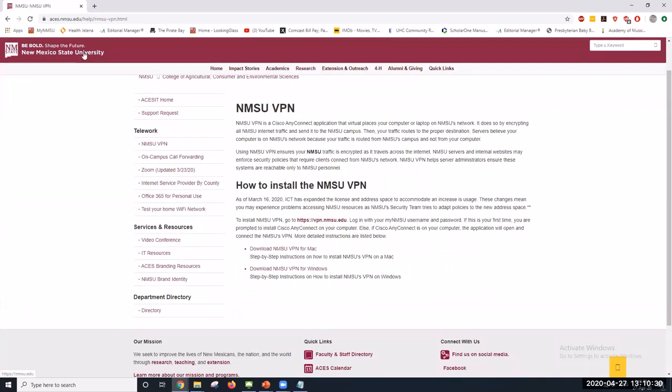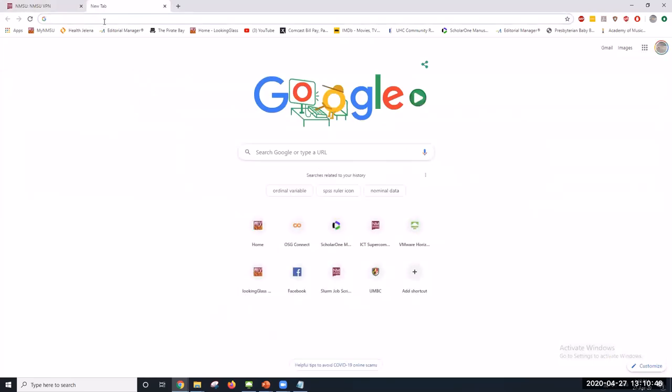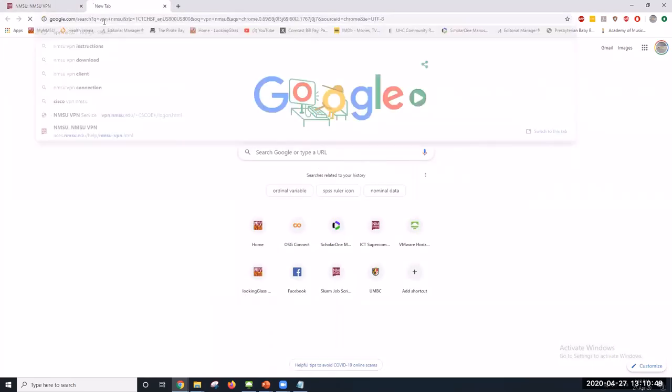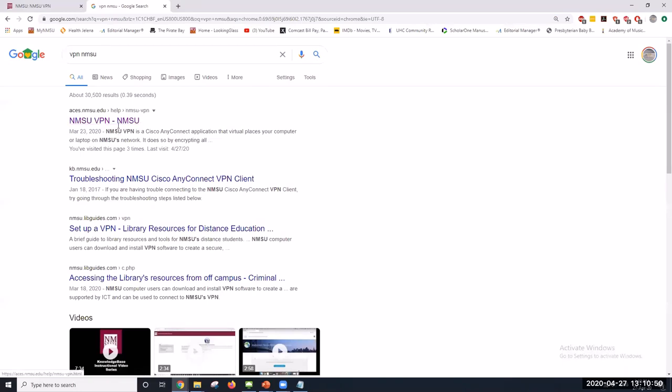That you will need is VPN. Do you have that? It actually allows your computer or laptop to access the NMSU network. Do you have VPN? You can just Google type VPN NMSU. And then the first thing that pops up.